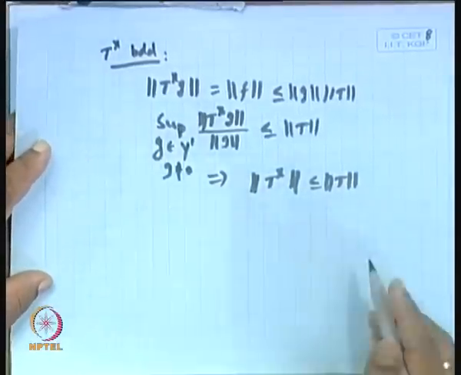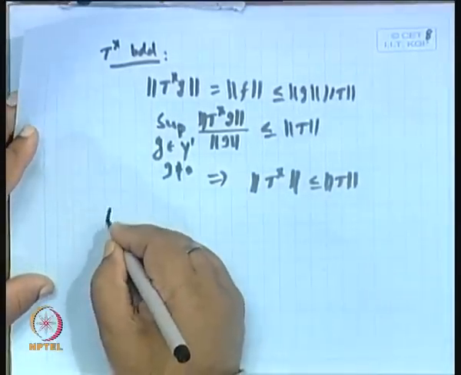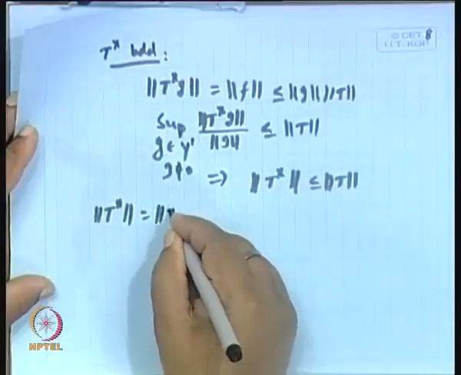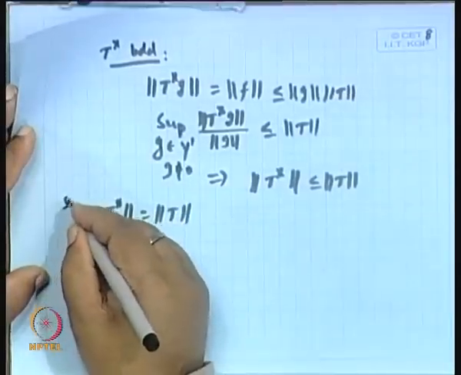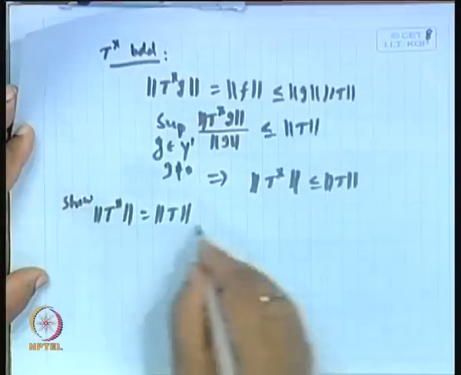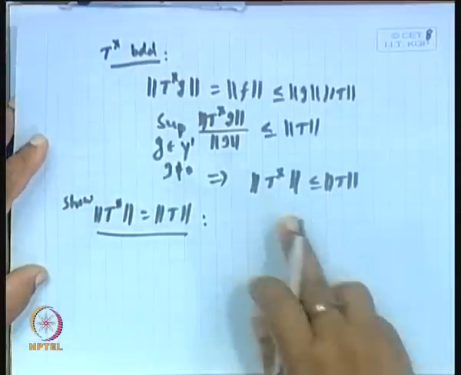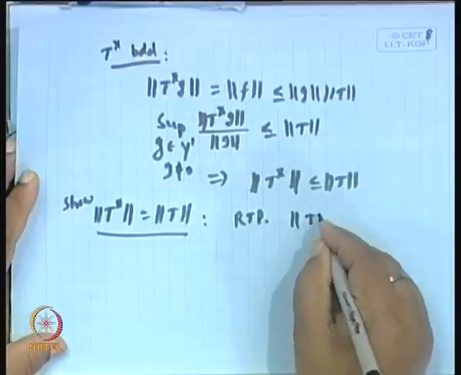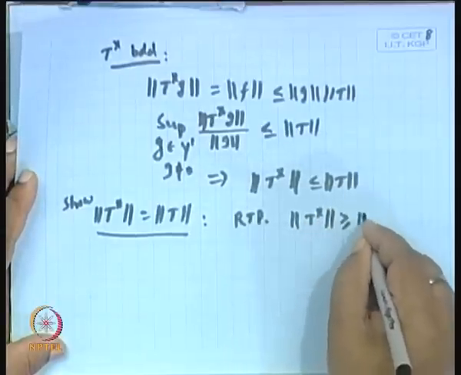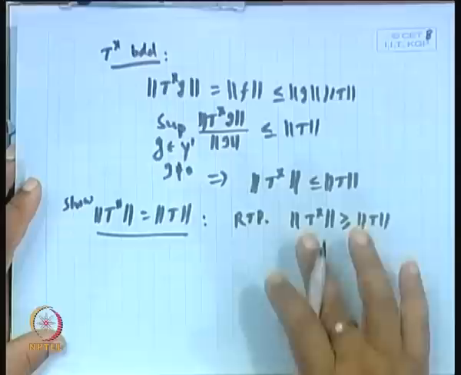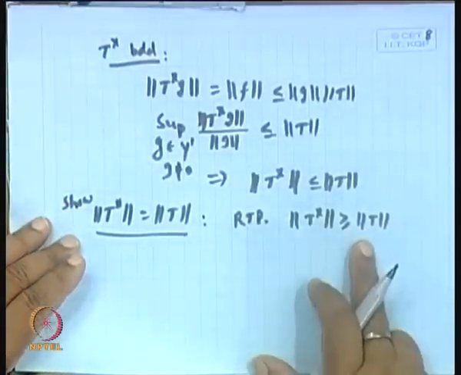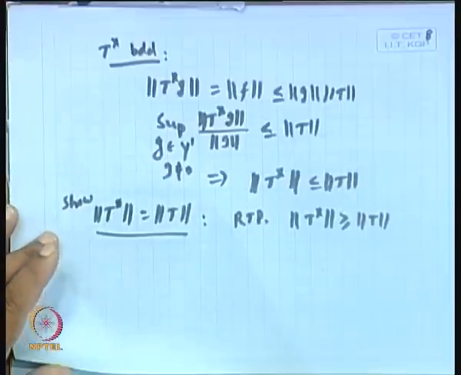Now, we wanted to show that the norm of T cross is the same as the norm of T. This is what we wanted to show. It means what is required to prove is that the norm of T cross is greater than or equal to the norm of T, because the other inequality is already shown. Okay? Now, this we will show. Here we will make use of the Hahn-Banach theorem.